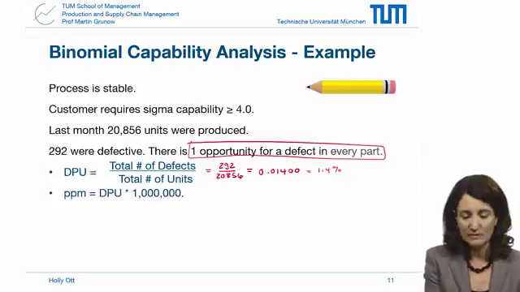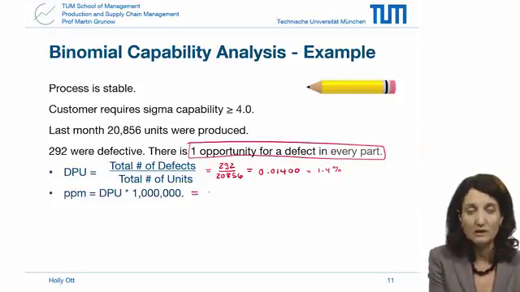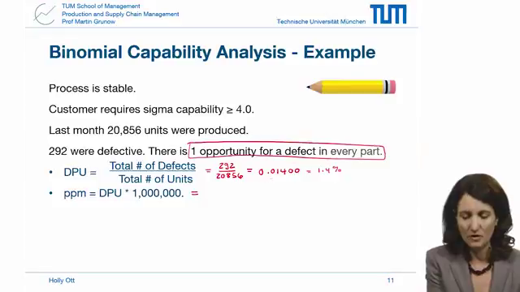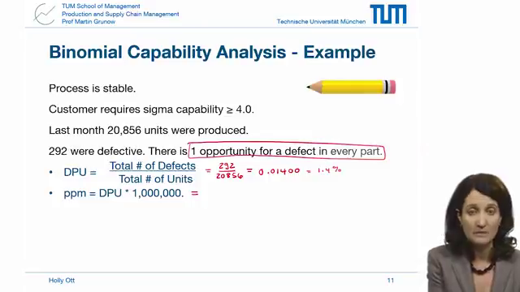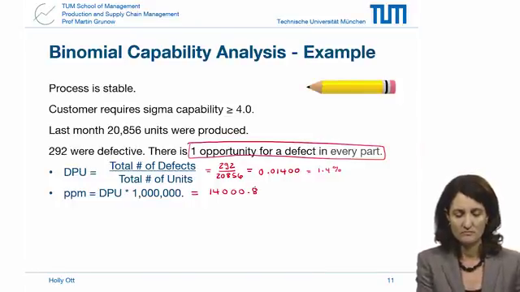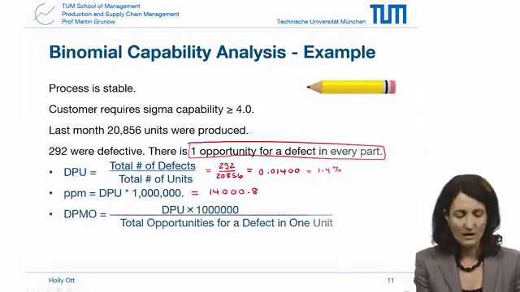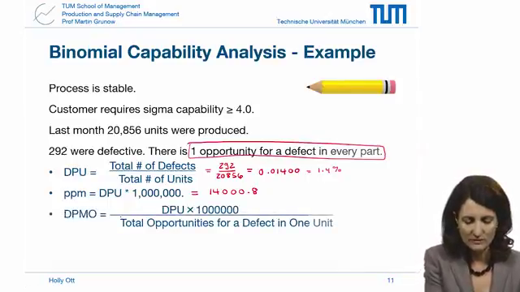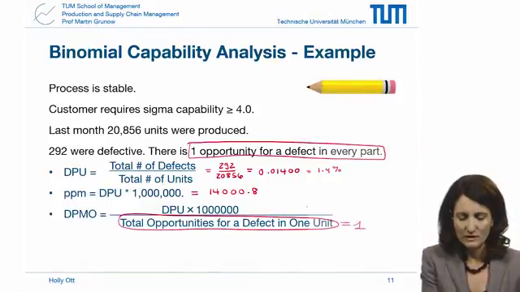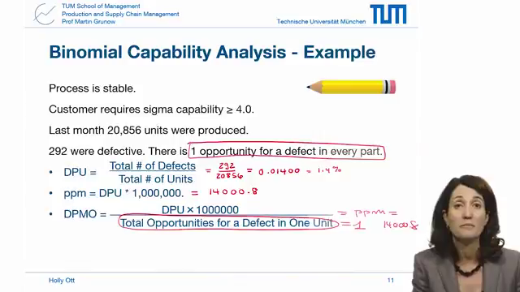Now, we've said there's only one opportunity for a defect in every part. So if we calculated the ppm, we would multiply this 0.01400 by a million, and we would get 14000.8 as our ppm. The DPMO, with the total opportunities for a defect in 1 unit equal to 1, is actually equal to the ppm. So we have 14000.8 also for our DPMO.